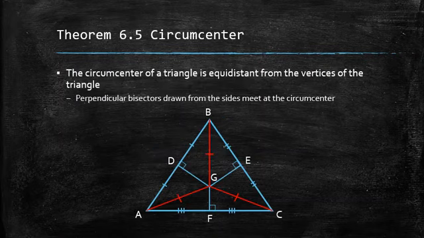Theorem 6.5 is the circumcenter theorem. It states that the circumcenter of a triangle is equidistant from the vertices of the triangle. In this image, we draw perpendicular bisectors from the triangle to find the circumcenter labeled in these blue lines here. The red lines are all congruent. The circumcenter is the spot where all the red lines drawn from vertices A, B, and C meet. They are all congruent.